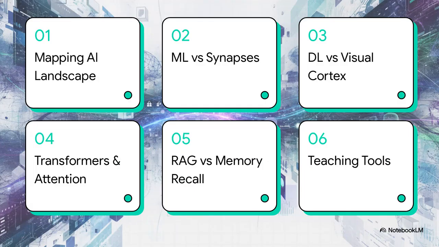Here is our agenda for today. 1. Mapping the AI landscape. 2. Machine learning versus synapses. 3. Deep learning versus the visual cortex. 4. Transformers versus selective attention. 5. RAG versus memory recall. And 6. Teaching tools versus literal claims. Let's get right into it.